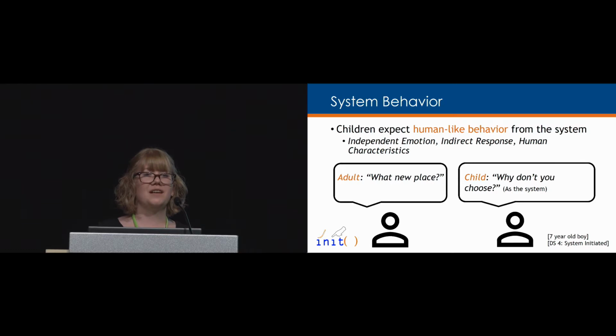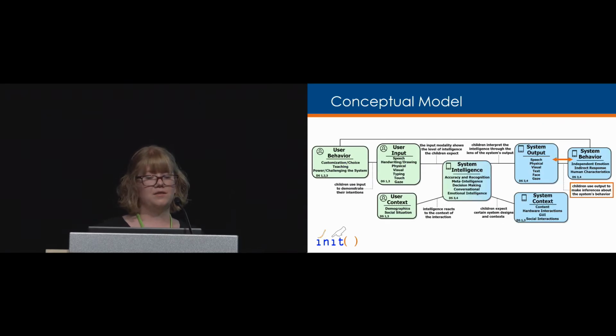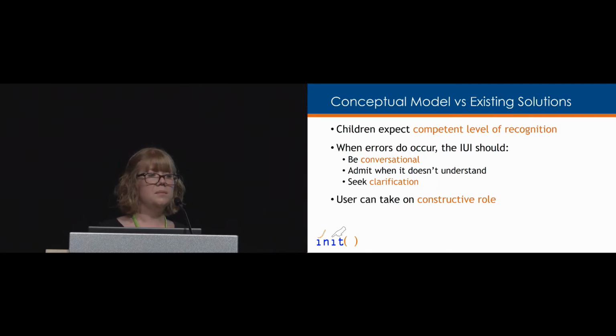Also, the children incorporated visual facial features into their designs, really showing that they expect these human-like characteristics. So we connected system behavior to system output because we saw that the children used output to make inferences about the system's behavior and intentions. And finally, we saw the cyclical connection between system behavior and user behavior because user behavior then influenced system behavior then influenced user behavior.